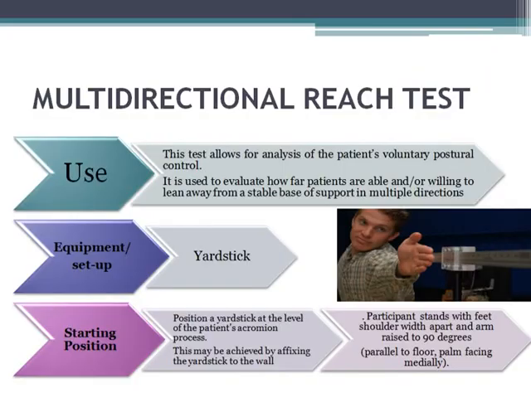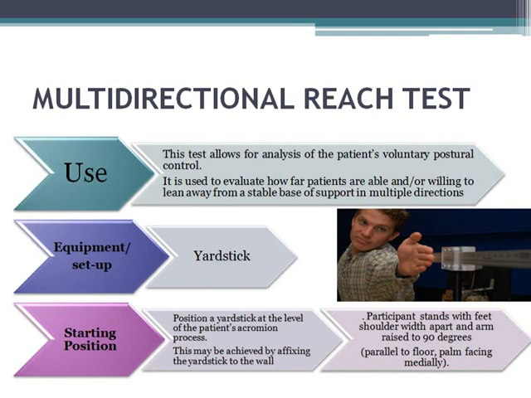Now the third one is the multi-directional reach test. This test allows analysis of the patient's voluntary postural control. It is used to evaluate how far patients are able and willing to lean away from the stable base of support in multiple directions: forward, backward and sideward, left or right. The functional reach test is only in the forward direction. The equipment is only a yardstick.